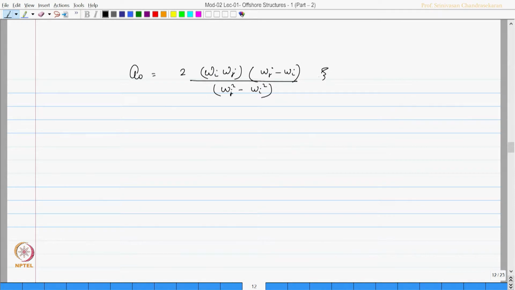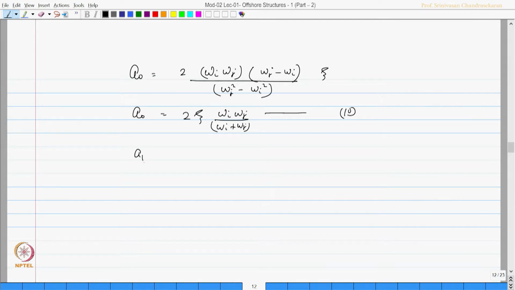That is what I am writing, and so on, which can be simplified as 2 zeta of omega i omega j by omega i plus omega j, because the denominator can be expanded as a square minus b square. I get the product, I can cancel this, and I will get this value. That is my A0, equation number 10.